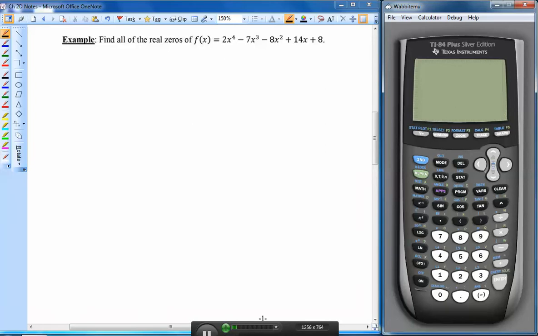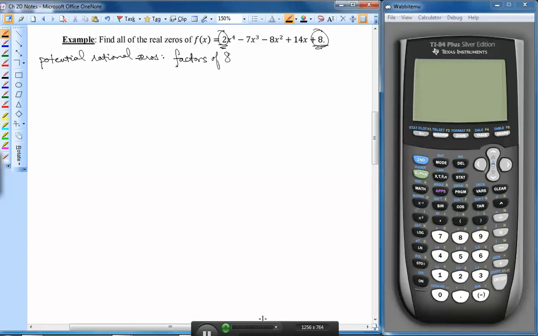And we know from the rational zeros theorem how to at least get some candidates. So potential rational zeros. Those are going to be the factors of 8 over the factors of 2, the constant factors over the leading coefficient factors. So factors of 8 over factors of 2. So that's going to come out to plus or minus 1, plus or minus 2, plus or minus 4, plus or minus 8 over plus or minus 1, plus or minus 2.